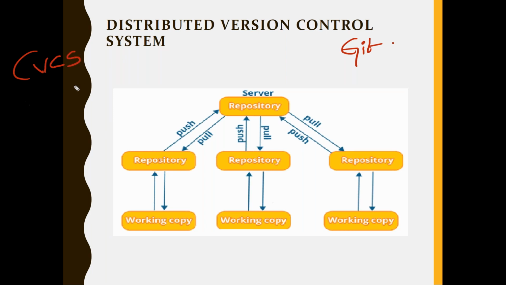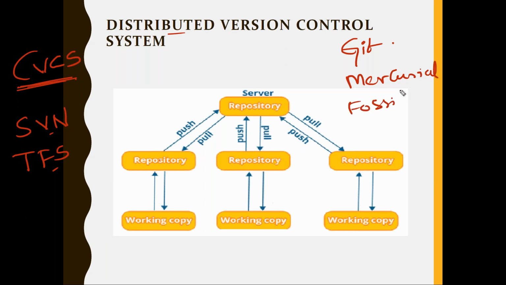What are the examples of centralized version control systems? Tools like SVN and TFS are all version control systems which follow centralized architecture. Git is distributed in architecture. Git, Mercurial, Fossil, these come under distributed. And we are learning Git, which is very widely used in projects.